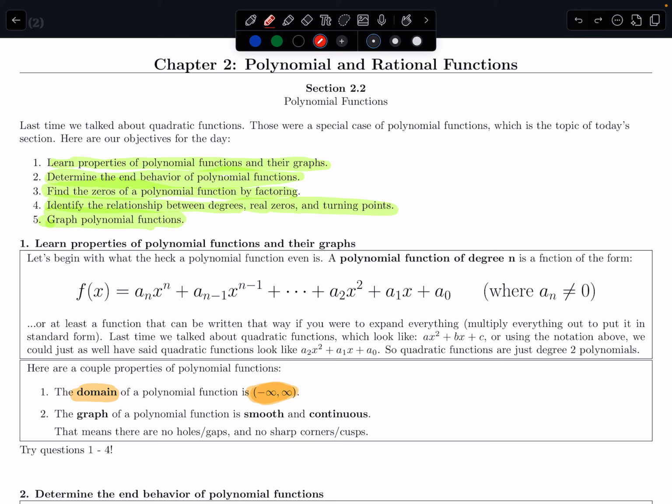And that no gaps is part of it having a domain of negative infinity to positive infinity. So you could have something like this, that would not be a polynomial. Or something like this where it has any kind of jump or something.